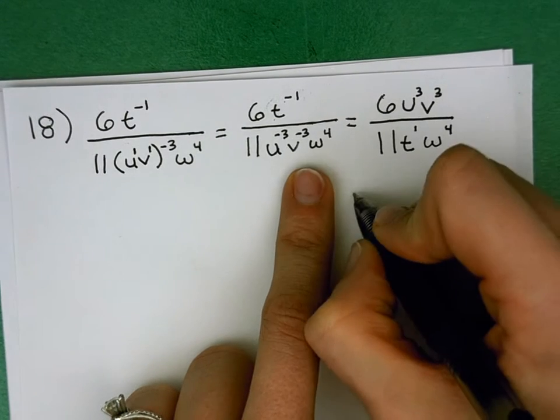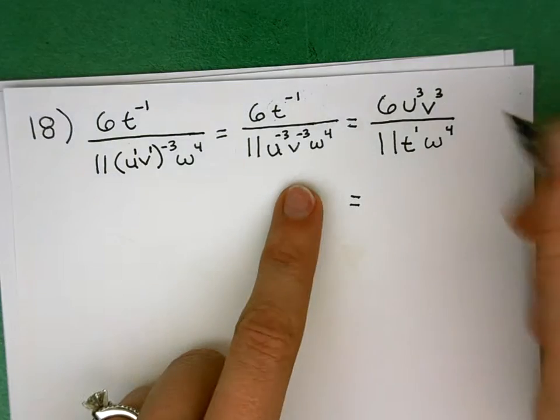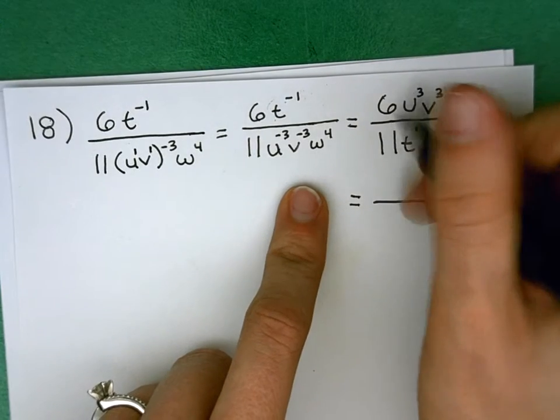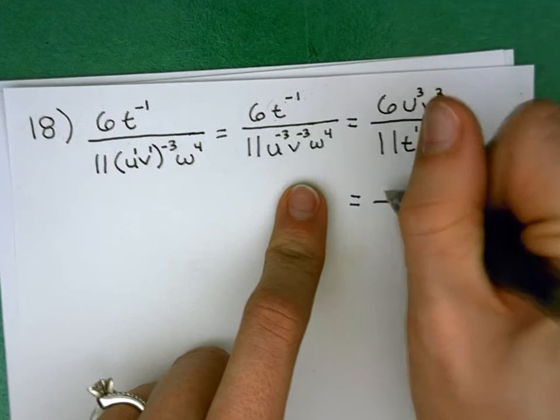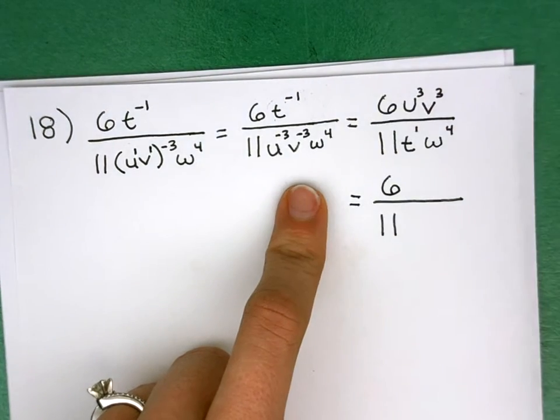And so my last step is just going to look to see, is there anything I can combine or simplify any further? The 6 over 11, neither of those have exponents. 6 over 11 doesn't reduce. There's nothing that comes out of both, so I'm going to go ahead and leave it as 6 over 11.